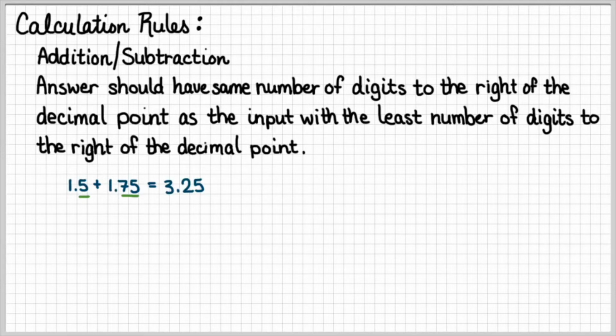1.5 has 1 digit to the right of the decimal point. 1.75 has 2 digits to the right of the decimal point. So our answer should only have 1 digit to the right of the decimal point. So we round our answer to 3.3.